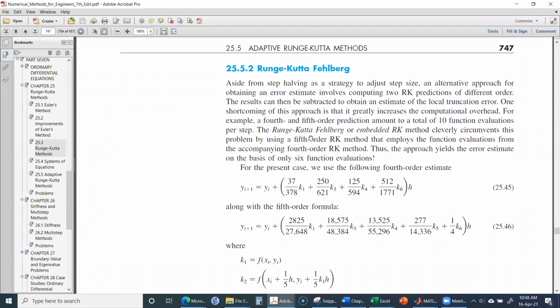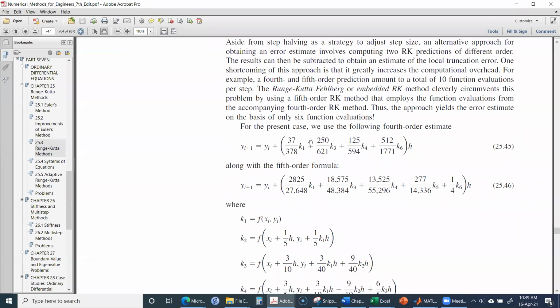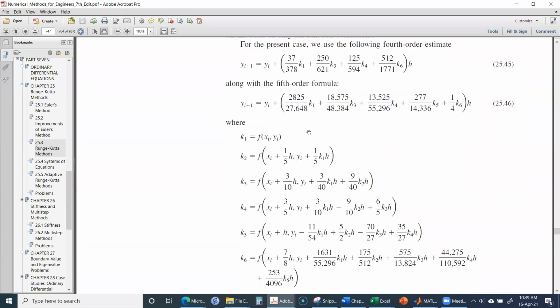However, the Runge-Kutta-Fehlberg or embedded RK method cleverly circumvents this problem by using a fifth order Runge-Kutta method that employs the function evaluations from the accompanying fourth order Runge-Kutta method. Thus the approach yields the error estimate on the basis of only 6 function evaluations. So the Runge-Kutta-Fehlberg method is an improvement over a method in which we have to find 10 evaluations. Instead of 10 evaluations, we need to find only 6, and those 6 evaluations are given by these terms.